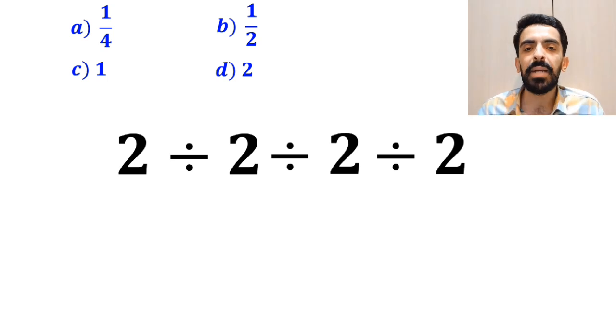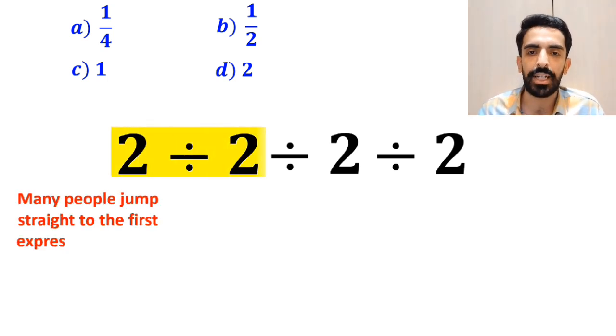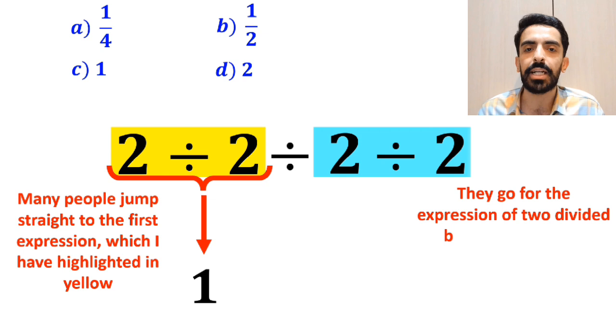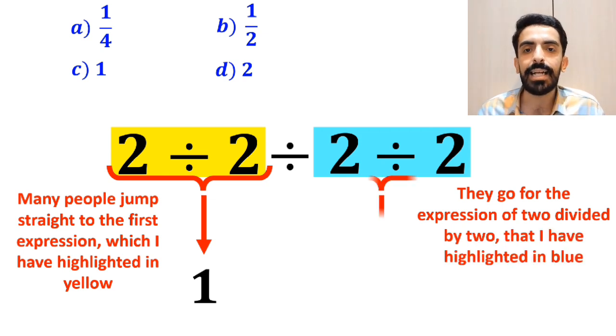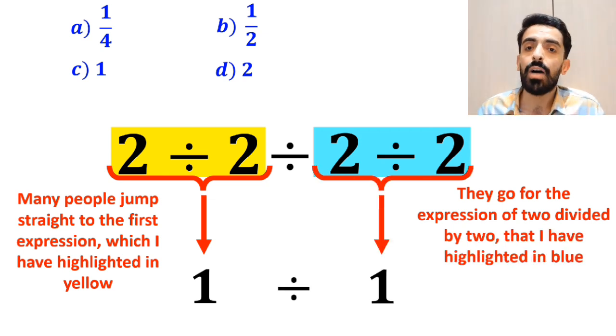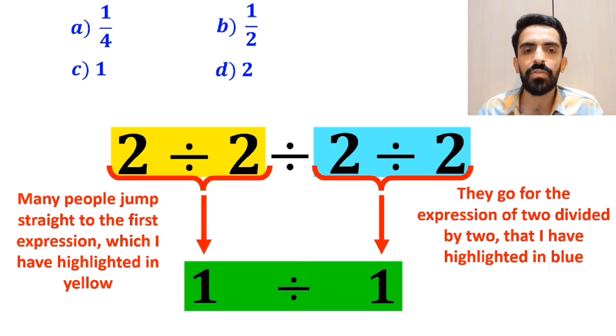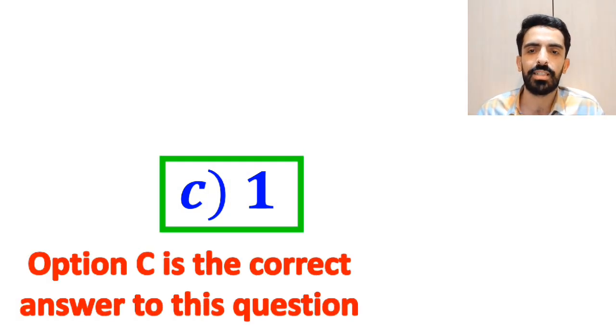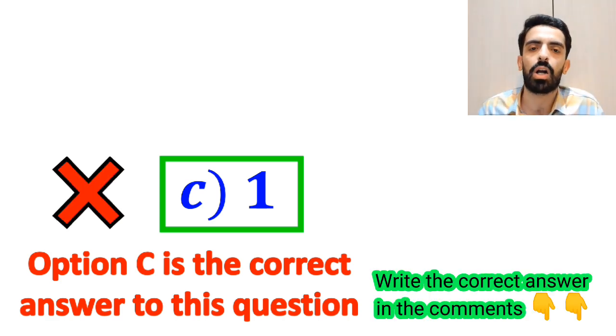At the beginning, many people jump straight to the first expression, 2 divided by 2, which I have highlighted in yellow, and replace it with 1. In the next step, they go for the other expression of 2 divided by 2 that I have highlighted in blue, and again replace it with 1. Finally, they conclude that 1 divided by 1 is equal to 1. Then, without any hesitation, they quickly say that option C is the correct answer to this question. But unfortunately, this answer is completely wrong.